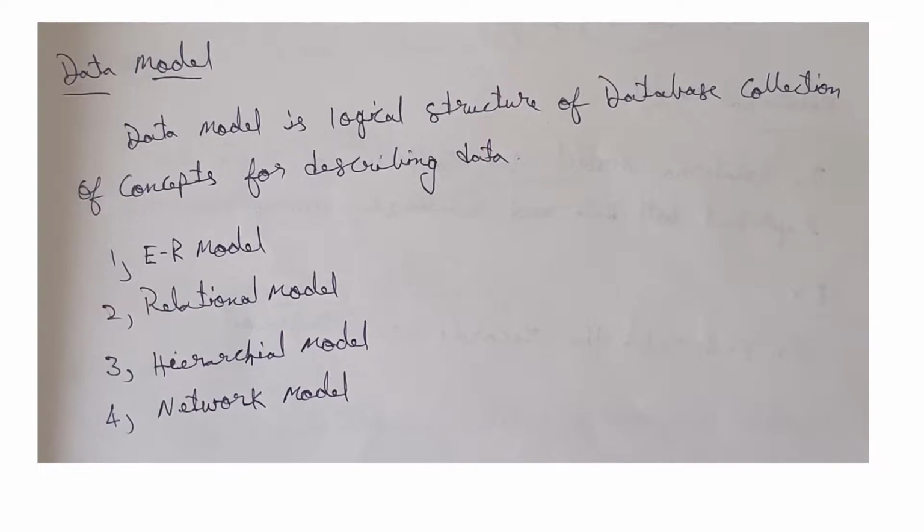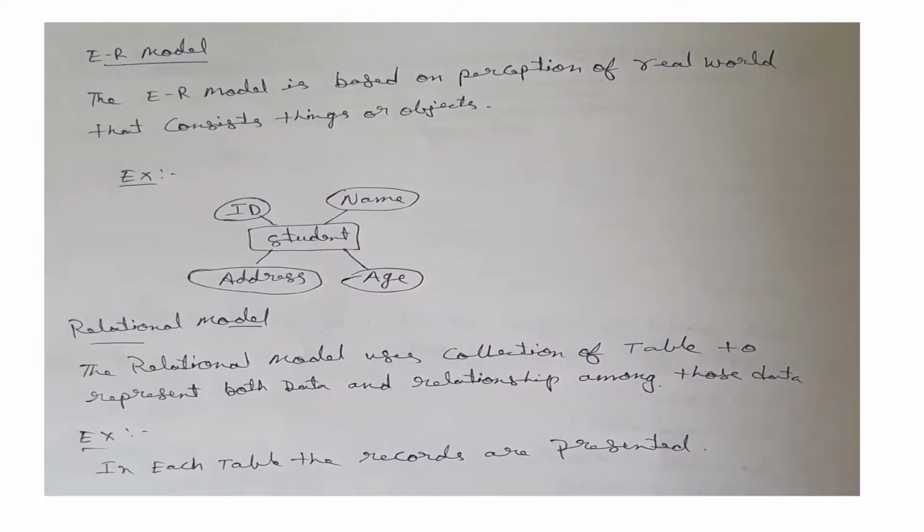In data model, there are four different types of models. One is ER model, second one is relational model, third one hierarchical model, fourth one network model. So let us discuss each model briefly. First we'll start with ER model.